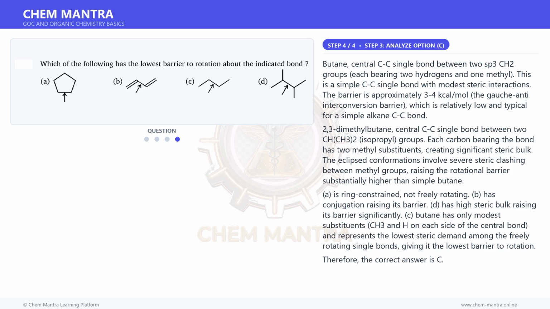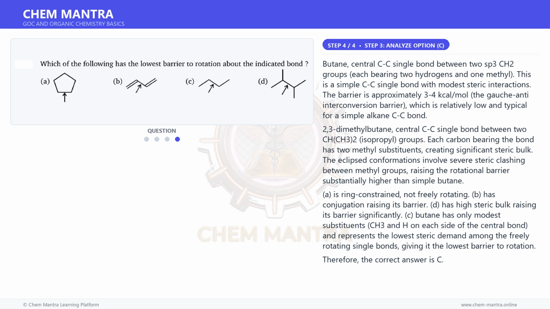Butane, central C-C single bond between two sp3 CH2 groups, each bearing 2 hydrogens and 1 methyl. This is a simple C-C single bond with modest steric interactions. The barrier is approximately 3 to 4 kcal/mol, the gauche interconversion barrier, which is relatively low and typical for a simple alkane C-C bond.